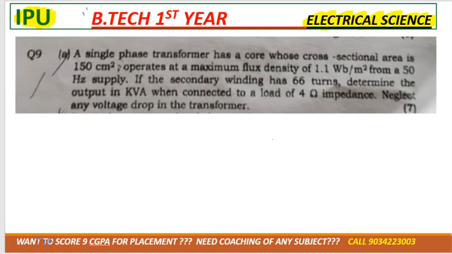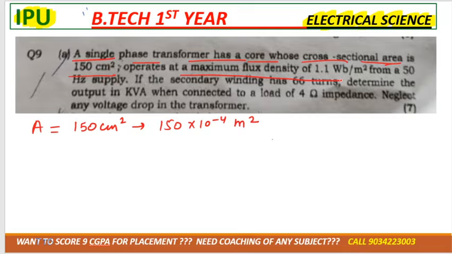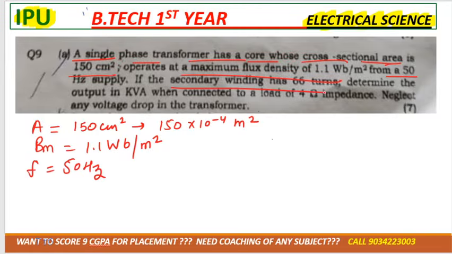See, this is your paper question. They said a single phase transformer has a core whose cross sectional area is 150 centimeter square. Means area is given, 150 centimeter square. To convert it into standard unit, that would be 150 into 10 raised to power minus 4 meter square. At a maximum flux density means Bm is given, that is 1.1 Weber per meter square. From a 50 Hz supply means frequency is given, 50 Hz. If the secondary winding has 66 turns, N2 is equal to 66.